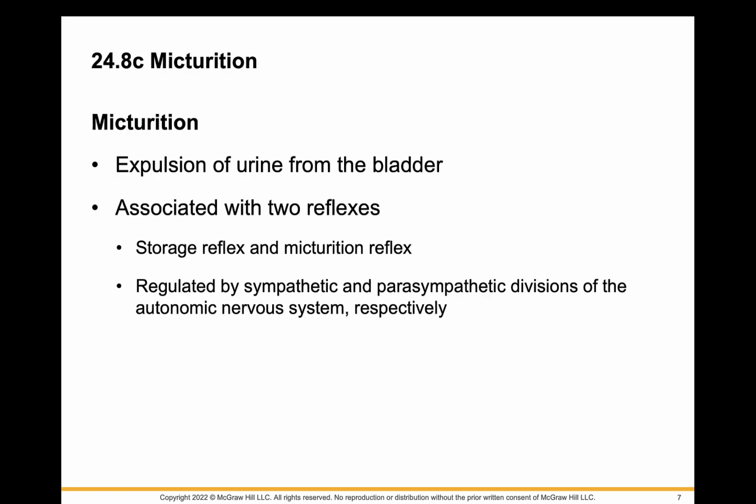Now, micturition is actually the formal name for the process of expulsion of urine from the bladder. It is associated with two separate reflexes. One is known as the storage reflex, and the other is the micturition reflex. These reflexes are regulated by sympathetic and parasympathetic divisions of the autonomic nervous system, respectively, but we will also see that there is a voluntary or somatic component.